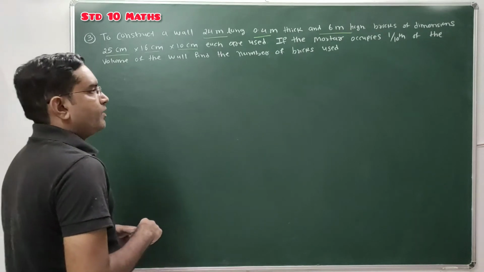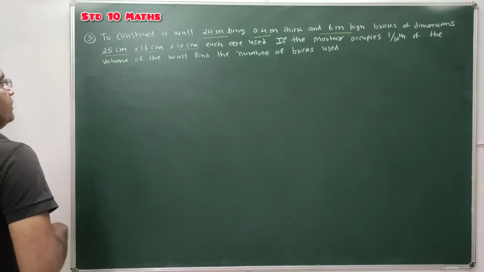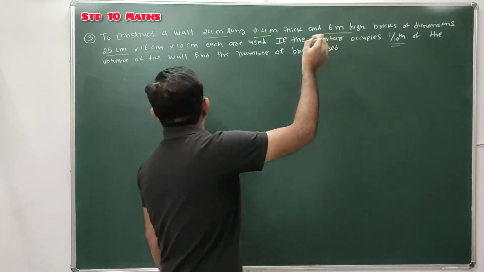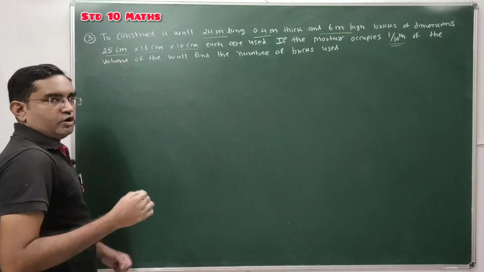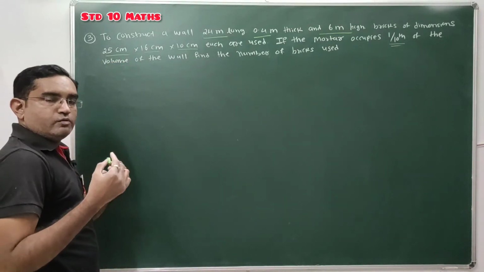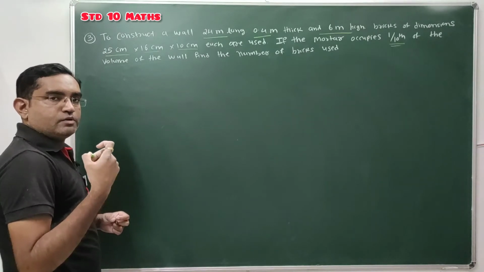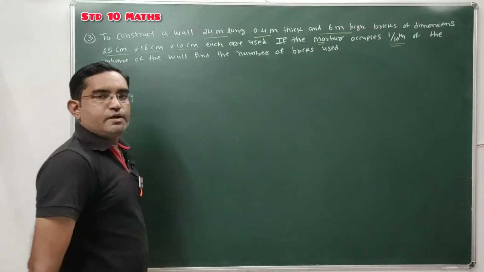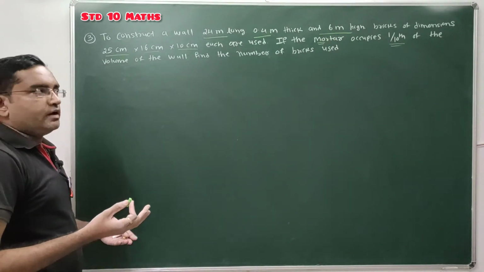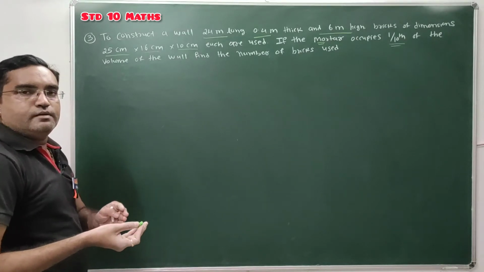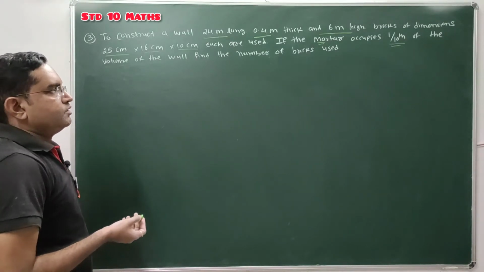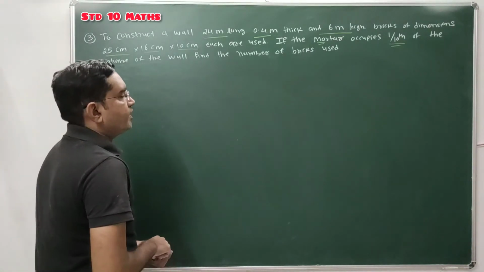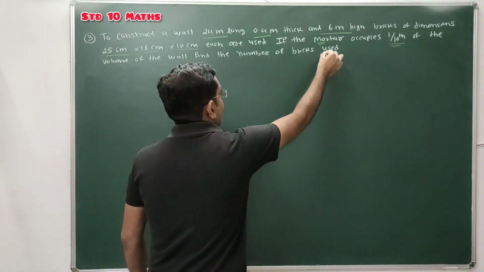If the mortar occupies 1 by 10th of the volume of the wall, that means out of the total volume of wall, 1 by 10th part of the volume is occupied by this mortar. What is the meaning of this mortar? Mortar means it's cement and all that material which is used to combine the bricks. Done. So that volume of mortar is 1 by 10th of the volume of the wall. Find the number of bricks which are used to construct this wall.